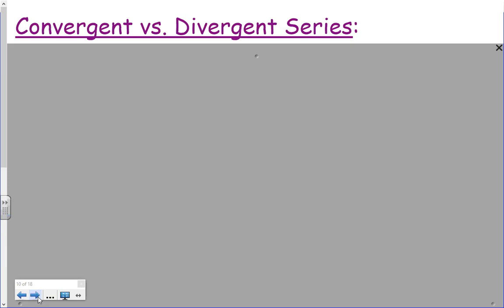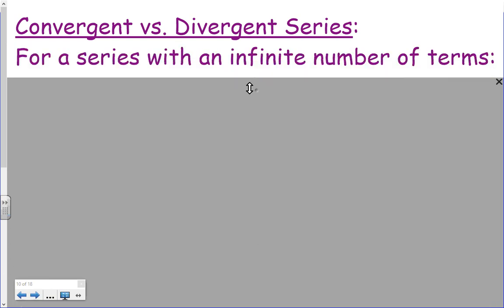All right. For the second part here, we're going to deal with the differences between what we call a convergent series versus a divergent series. So let's first start out with a definition of what those two terms mean, converge versus diverge. For a series with an infinite number of terms, again, a series is a sum of a sequence, and we're talking about a sequence that goes on forever, so therefore our series goes on forever, and we're adding up all these terms.